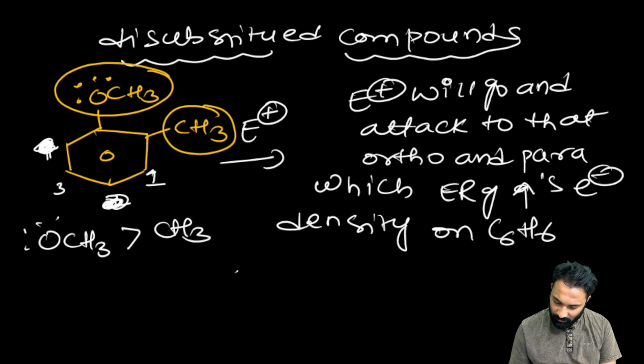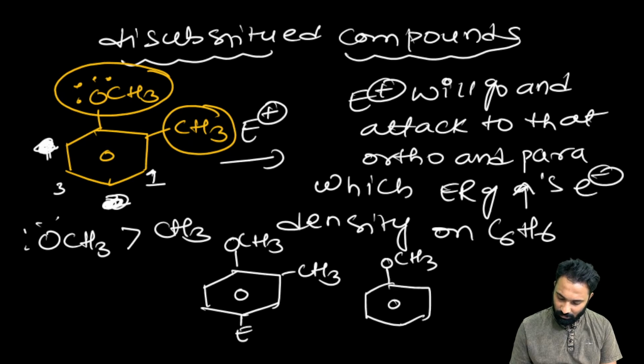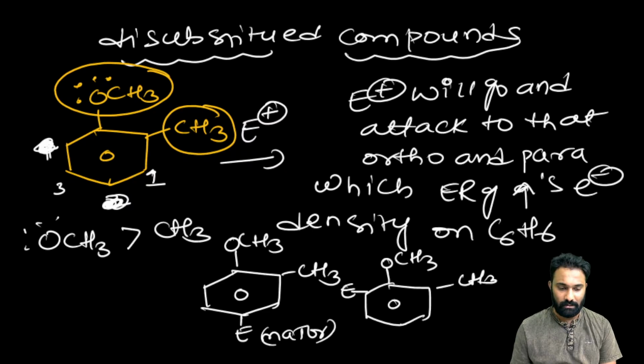So now the products will be, here one electrophile will be at the 2nd position, and one electrophile will be at the 4th position. Is it clear? Done. But among this one, this is a major. This is a major. Right.